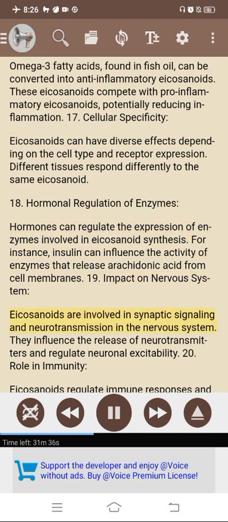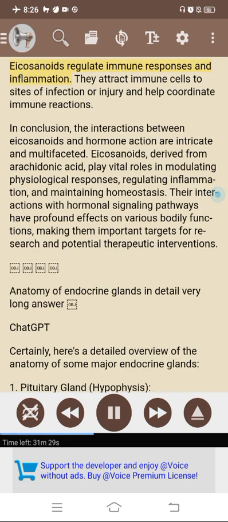19. Impact on nervous system. Eicosanoids are involved in synaptic signaling and neurotransmission in the nervous system. They influence the release of neurotransmitters and regulate neuronal excitability. 20. Role in immunity. Eicosanoids regulate immune responses and inflammation. They attract immune cells to sites of infection or injury and help coordinate immune reactions.